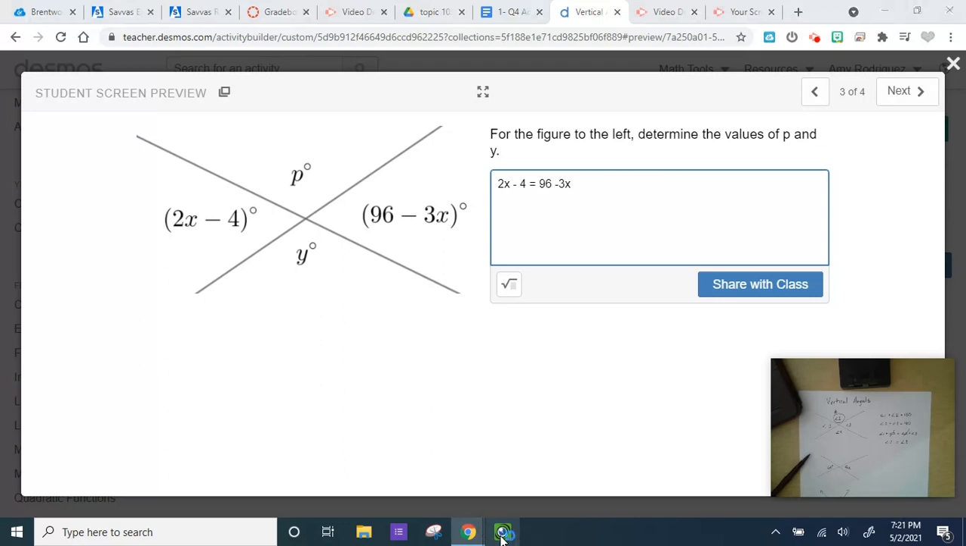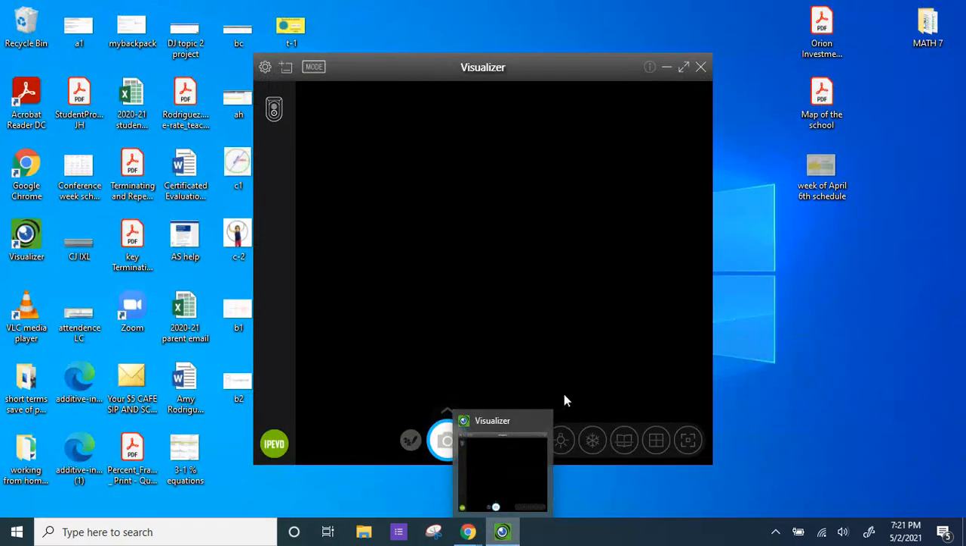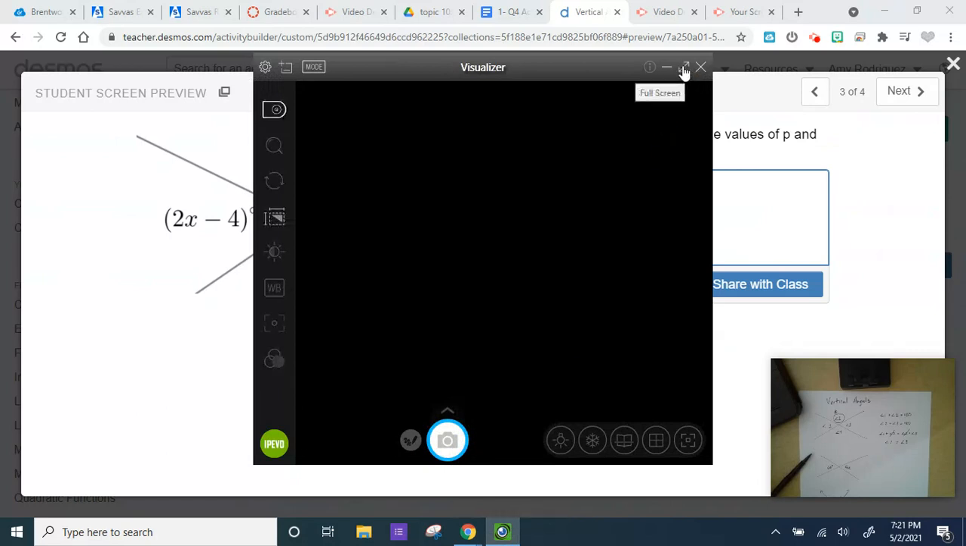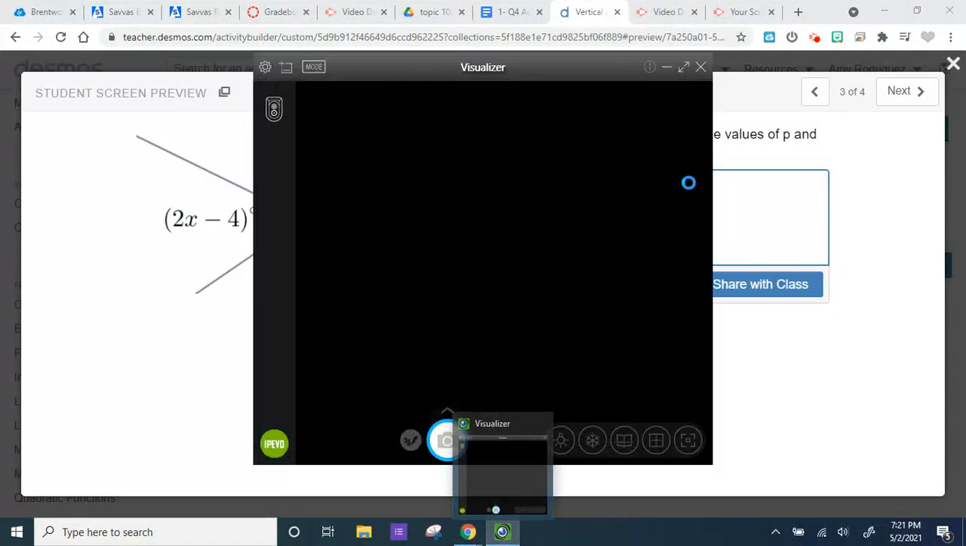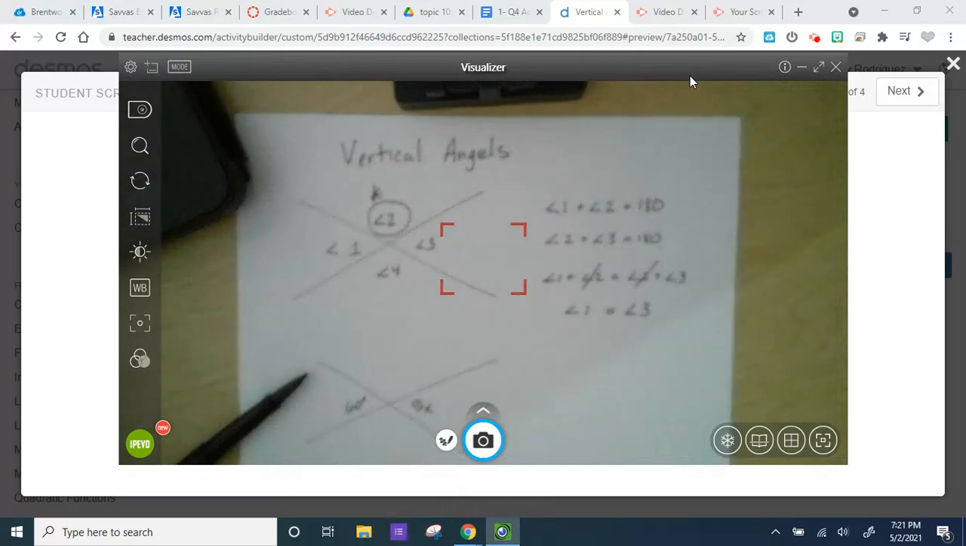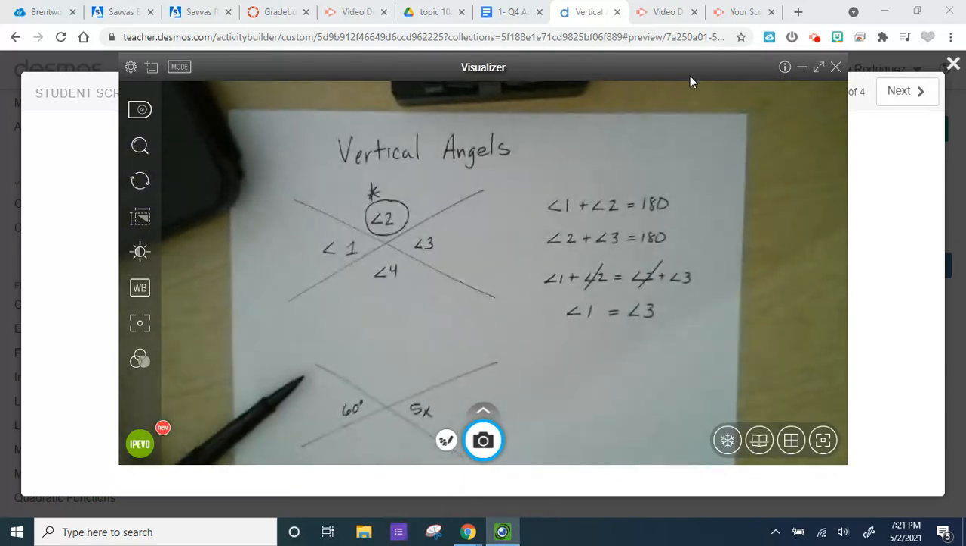Let's see if the visualizer will let me switch over to the notes. And it does not look like it is letting me switch over. Can I get this big? Will you let me make this big? No. Okay, there it is. Sorry about the delay. Who knows what was going on there?